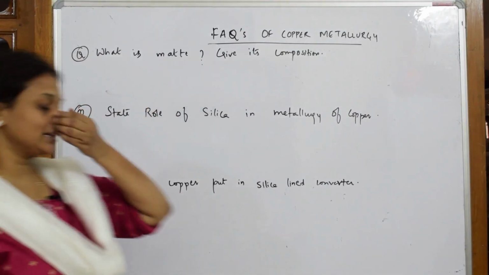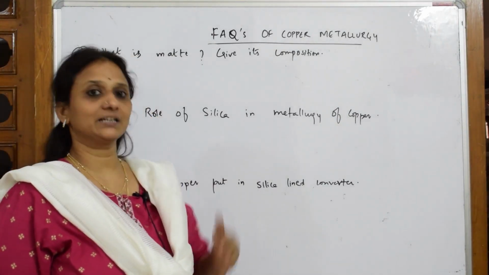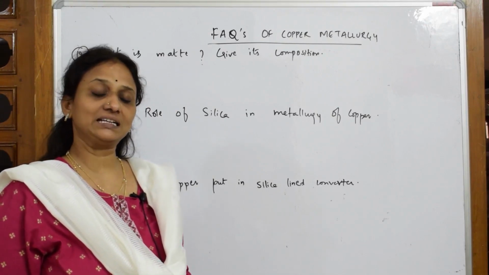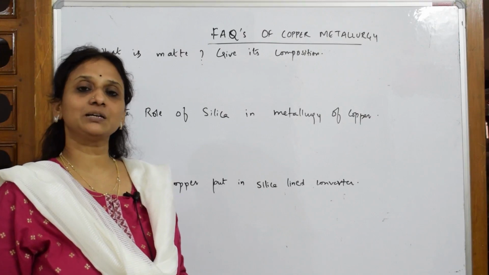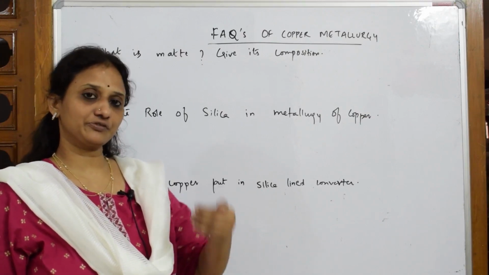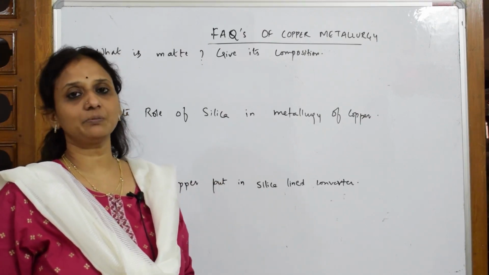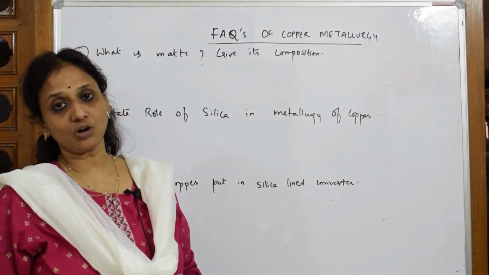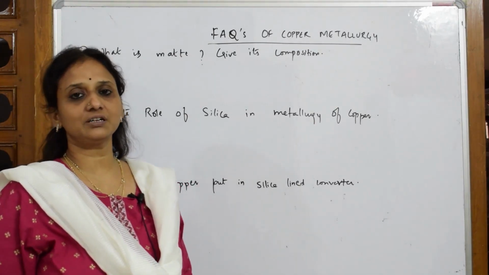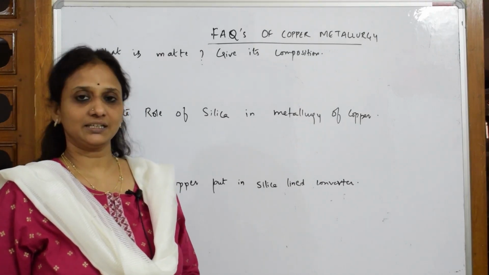What is matte and give its composition? Right, we've already seen this. What is matte, or copper matte? As I said, in your smelting process, reduction with carbon and silica, we convert it into copper matte, and that copper matte is further sent into the Bessemer converter. Yes, that is what we've studied.